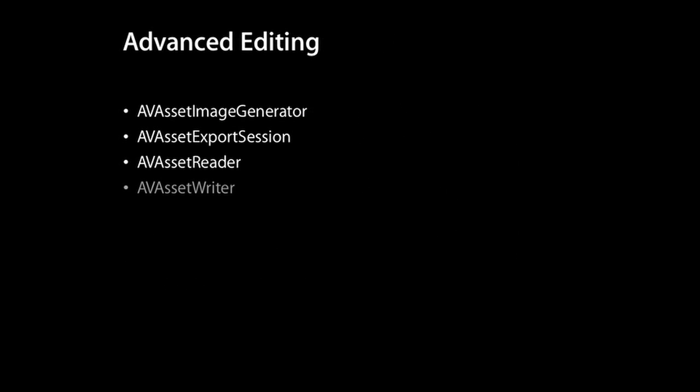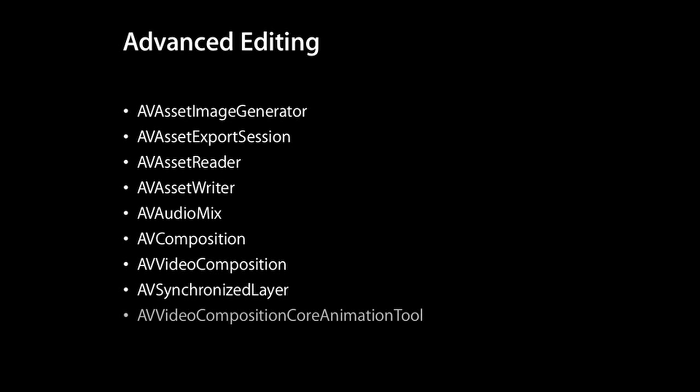Now, AV Foundation has quite a few classes used for editing. I'm going to mention each of these very briefly. So if I want to generate still images from my movie, I'm going to use AVAssetImageGenerator. If I want to re-encode my movie or export a version in a different aspect ratio or something, I'm going to use AVAssetExportSession. If I simply want to read frames from an existing movie file, I'll use AVAssetReader. If I want to create a new movie file, I'll use AVAssetWriter.